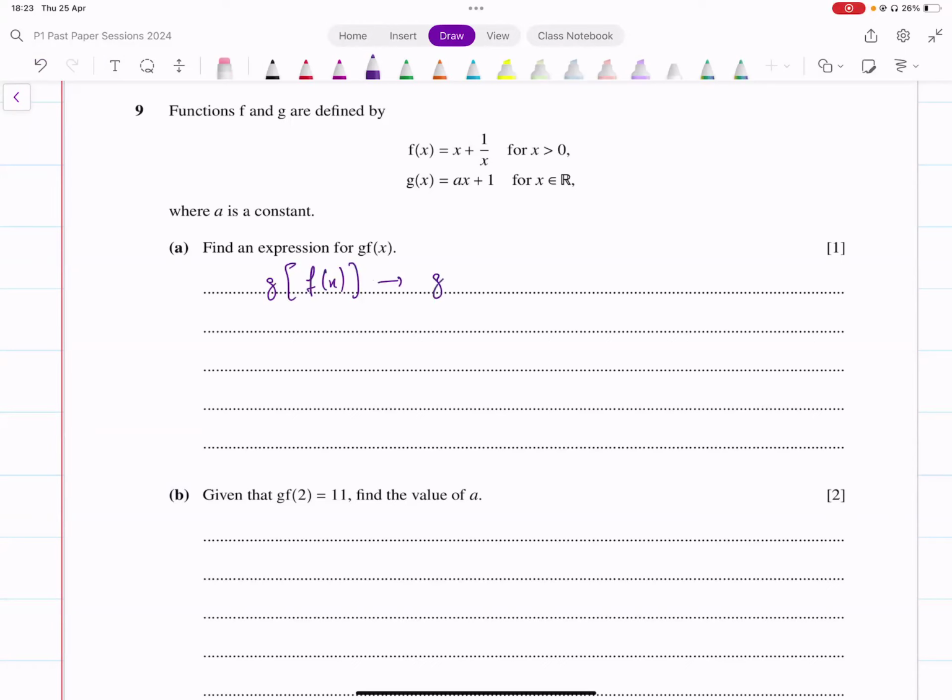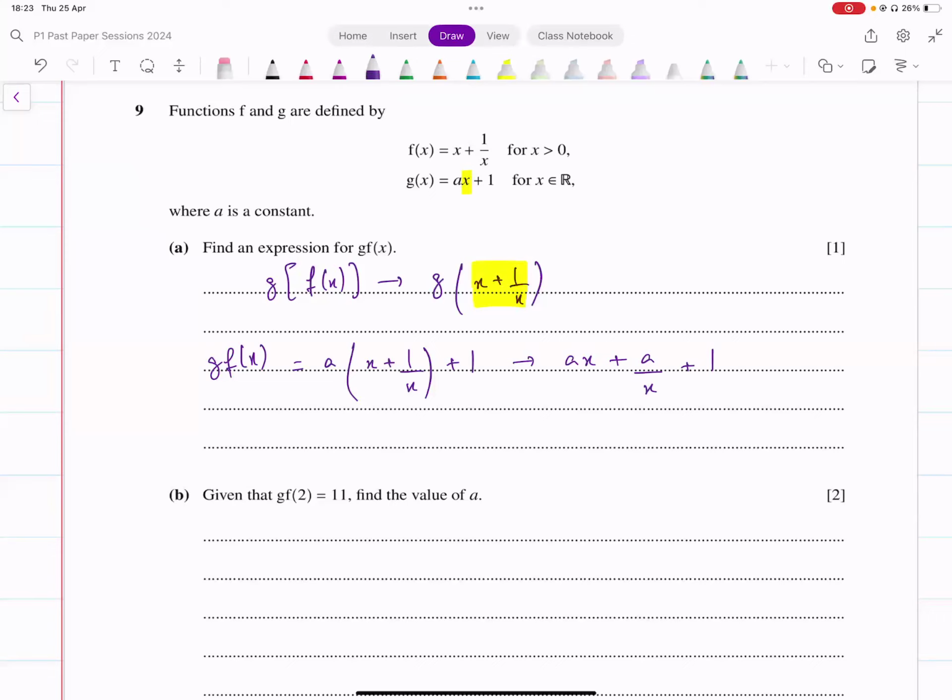All right. So this becomes g of x plus 1 over x. Now inside this function g, wherever you've got x, you need to replace that with x plus 1 over x. And that will become a into x plus 1 over x plus 1. And that's gf of x. That's what we were looking for. They've not really asked you to simplify this. You can leave it like this as well, and that's okay. If you want, you can write it in simplified form. You would say this is ax plus a over x plus 1. That is gf of x. Okay, that's the first part.